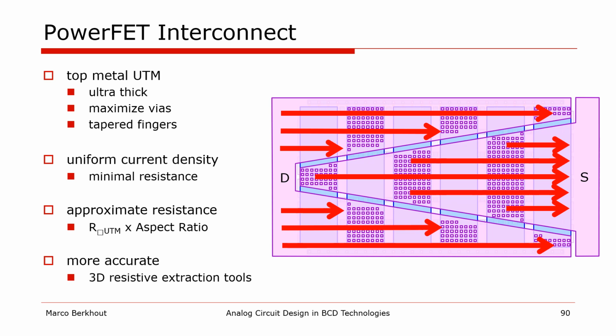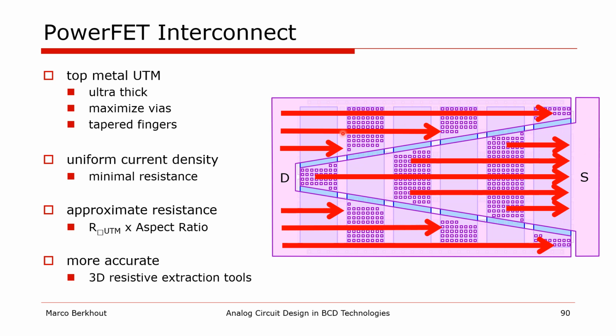The benefit of tapering is that this yields a uniform current density in the top metal, and this results in a minimal resistance. Because the contribution of the lower metal layers has been made negligible by this connection method, we can approximate the total resistance of the metal stack with the sheet resistance of the ultra-thick top metal times the aspect ratio of the power FET.